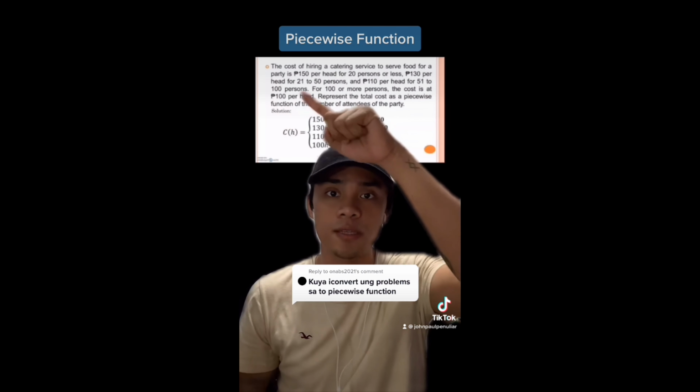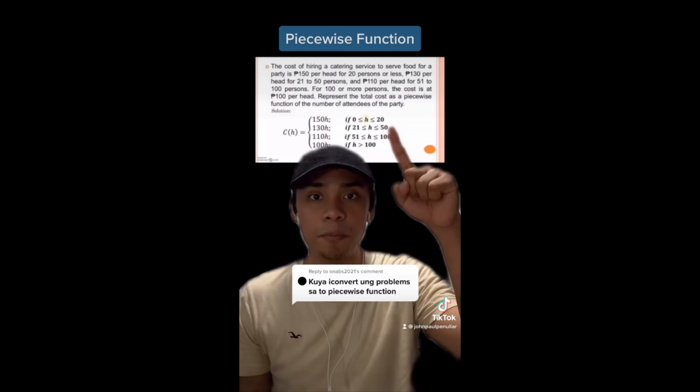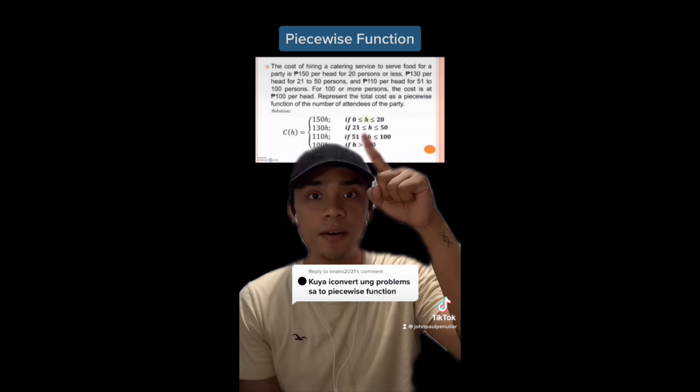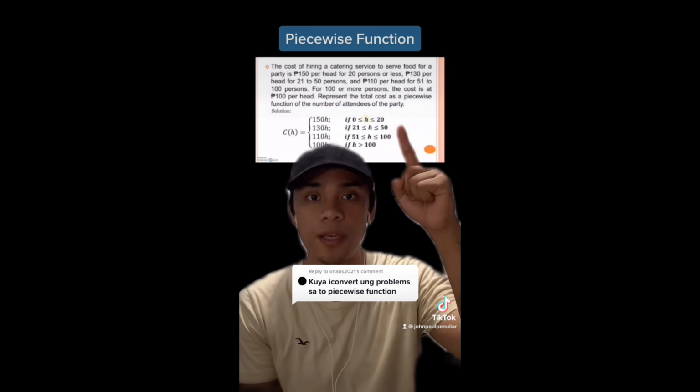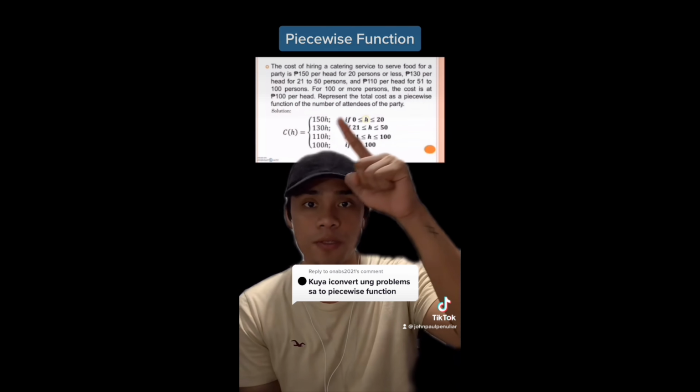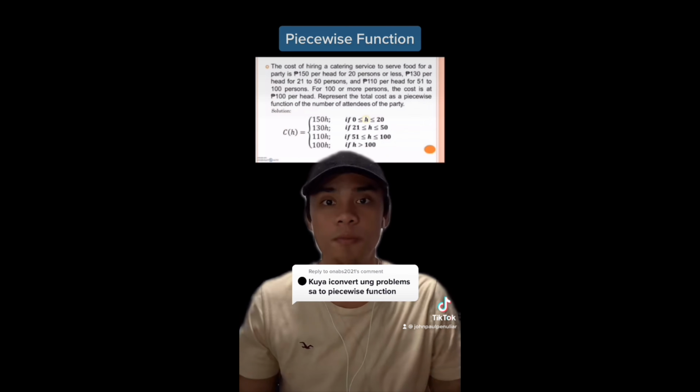Again, that's where you start the condition. So, for 21 up to 50 persons, of course, 21 and 50 are included. So, less than or equal, age less than or equal to 50. The cost will be 130 pesos. So you have 130 each. You just multiply, right?